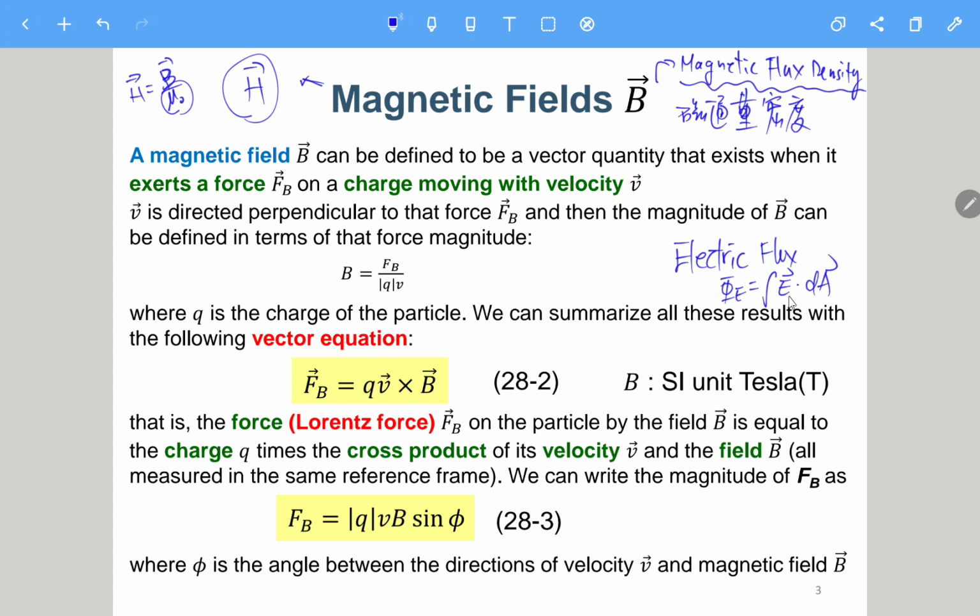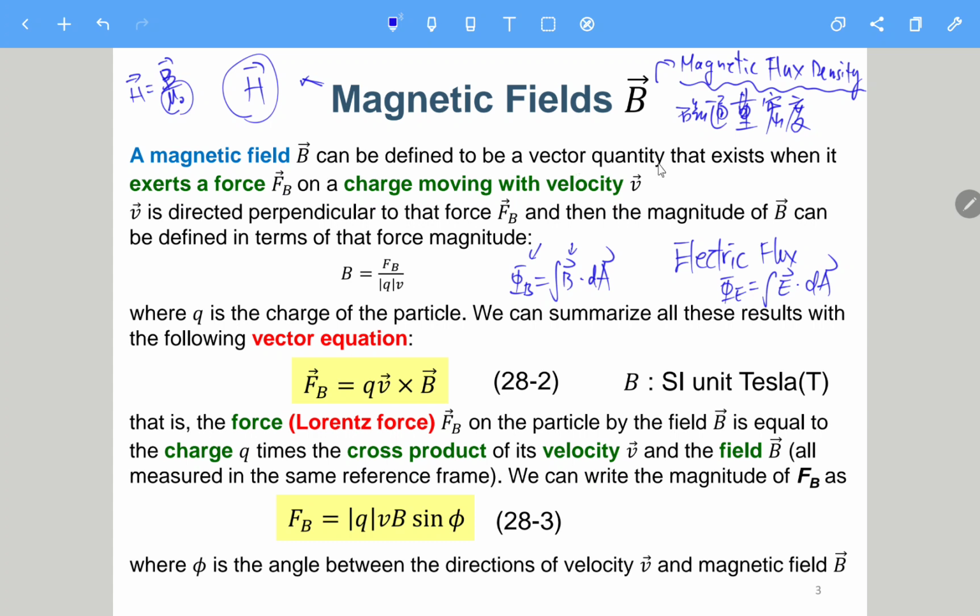If we change this to the B field, then it will be like that. If we divide the electric flux by the area, we get the flux density. So phi B is the integration, not necessarily over a closed surface, of B dot dA. This one will be the magnetic flux, and this one should be the magnetic flux density. This is the rigorous name, but later on we will keep using magnetic field, or I just call it the B field.